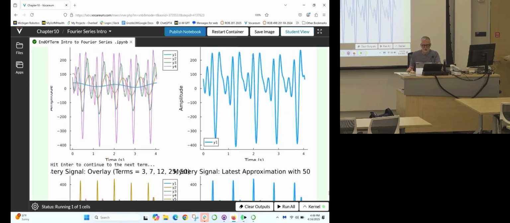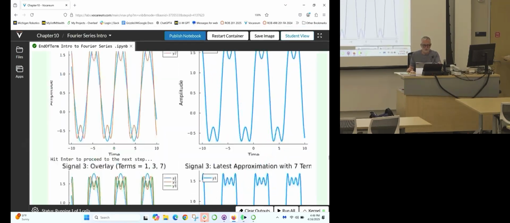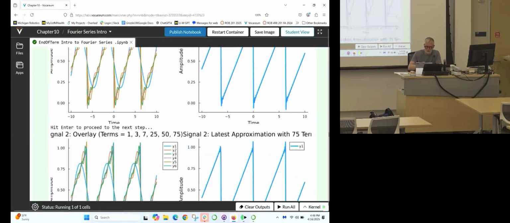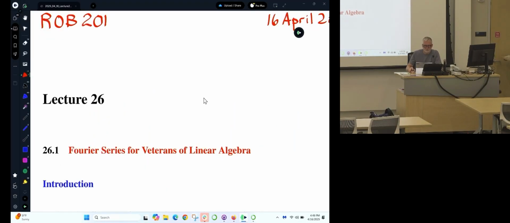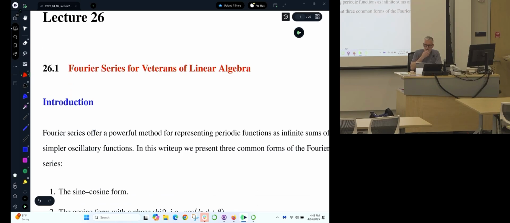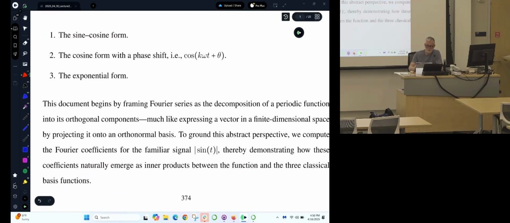Okay, so the individual terms we were adding up, I've got them in the handout, so we'll go to the handout. Fourier series for veterans of linear algebra. You'll see how linear algebra ties in. So this is a topic that can only be done if you know calculus, and it's done best if you know linear algebra, though you don't have to know linear algebra.